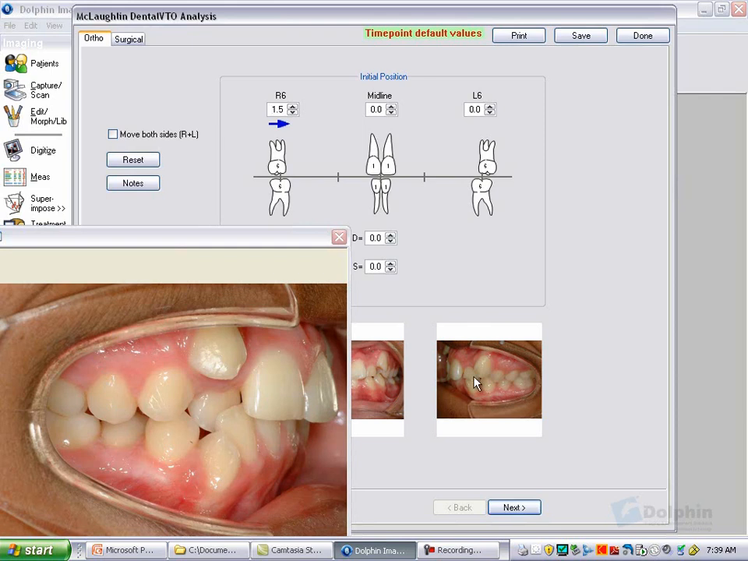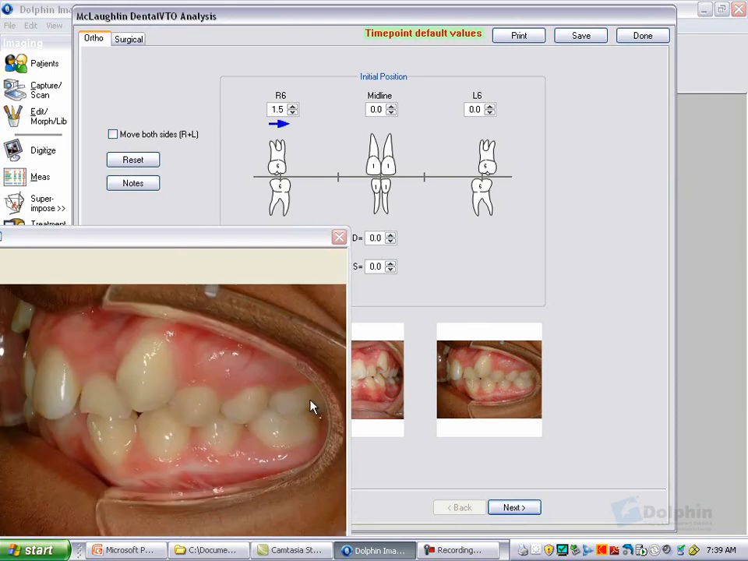Now we go to the left posterior segment, and we see that the patient has a nice class 1 relationship, so there's nothing to do here. To move the cursor, we can click the up arrow, which moves in a class 2 direction, or the down arrow, which moves in a class 3 direction. So you can see on the right side, we clicked the up button and went to 1.5 millimeters class 2.